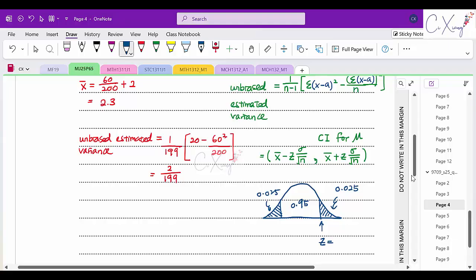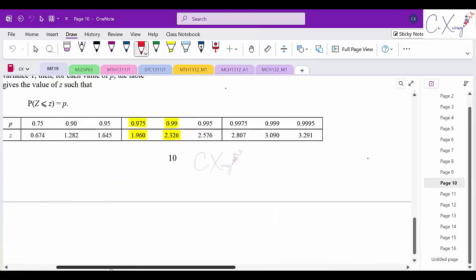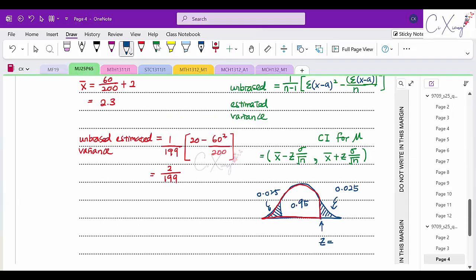How can I get the value of z? You need to find the area from the normal distribution in a reverse way. The area I'm referring to is the whole red area, 0.975. Go to the table, scroll down to the shortcut table, looking for 0.975 for p, which is the area of probability. So for 0.975, the value of z is 1.96. So from here, I know that my z is 1.96.